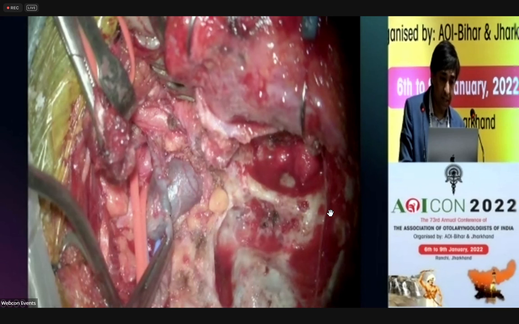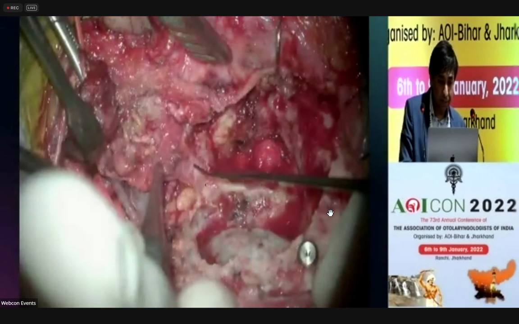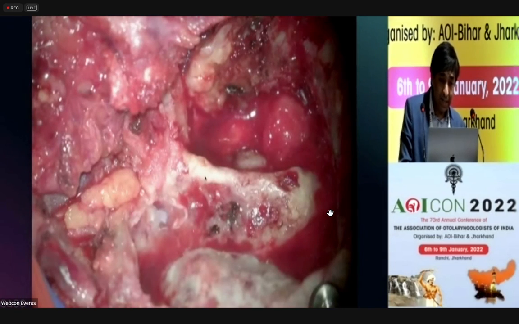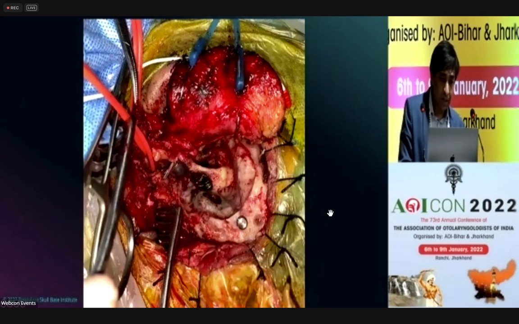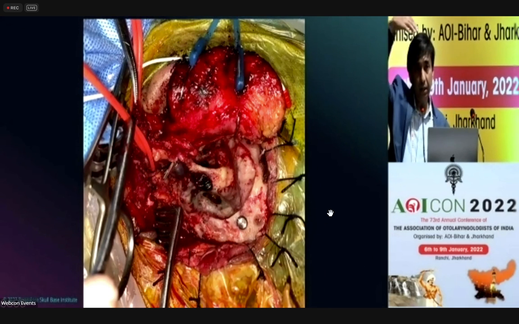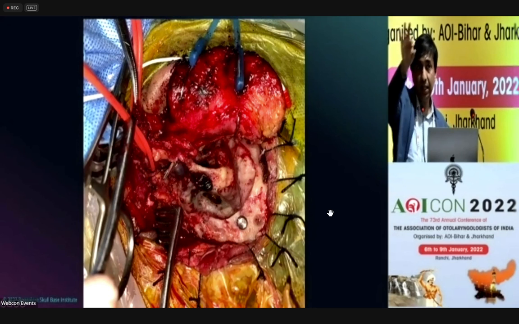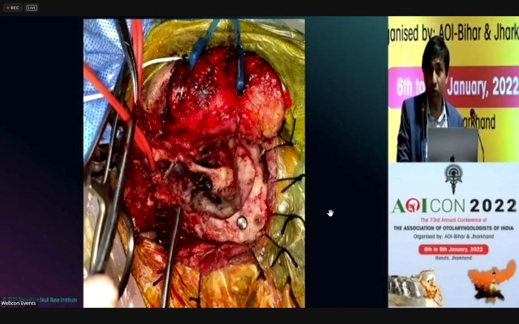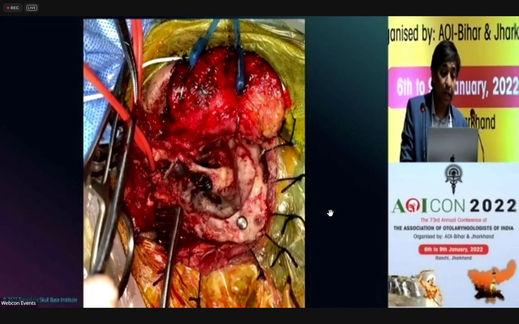You can see the spinal accessory nerve here, IJV is here. I dissected out the facial nerve going into the parotid. And then I went under the facial nerve. So this is the entire tumor, anterior, posterior, maintaining the fallopian ridge. This is something that you don't get to see often. You know, I don't remember anybody doing this and showing it in conferences.